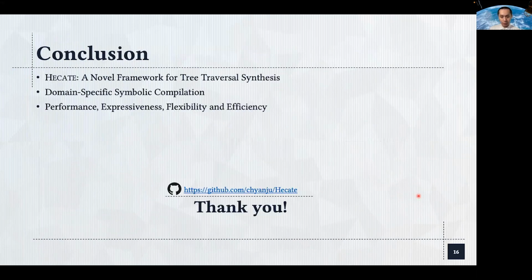To conclude this talk, we propose Hecate, a novel framework for tree traversal synthesis, which incorporates domain-specific symbolic compilation to generate easy-to-solve constraints while ensuring correctness. The experiments show the advantages of Hecate regarding performance, expressiveness, flexibility, and efficiency.